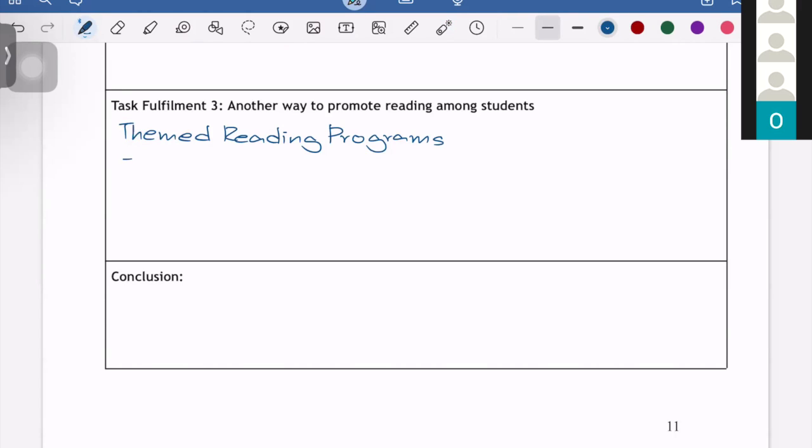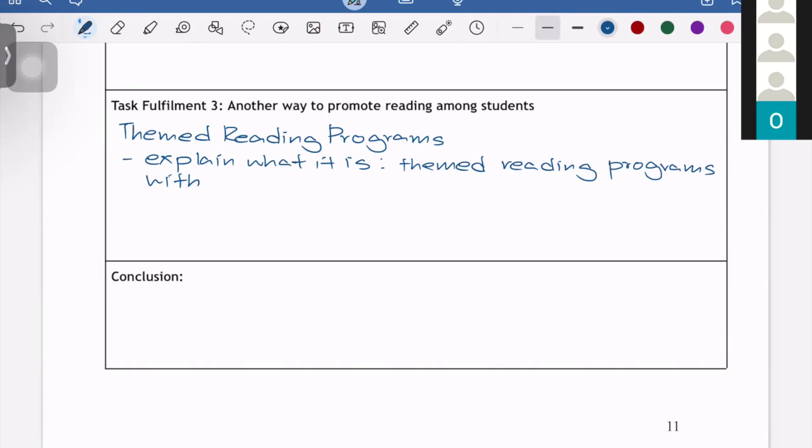So firstly, you explain what it is. So these themed reading programs will have meetings, discussions with other students. So let's say a certain theme, maybe horror. All the students will choose a book under this theme, and then we'll have a discussion. All of you can share this book that you have read with each other.